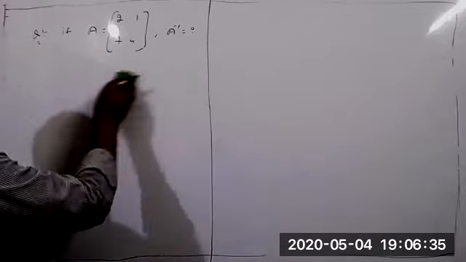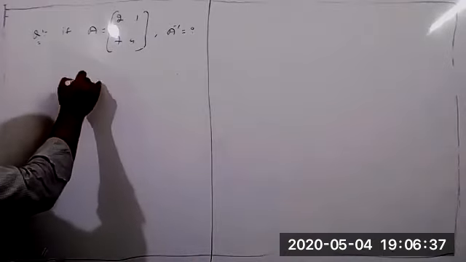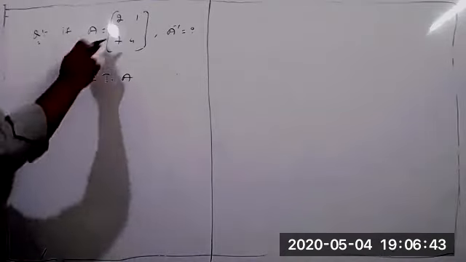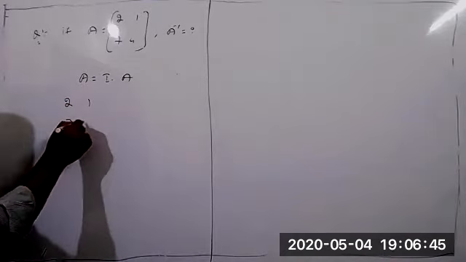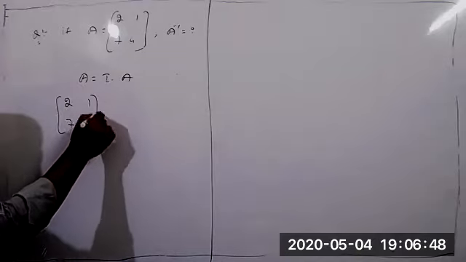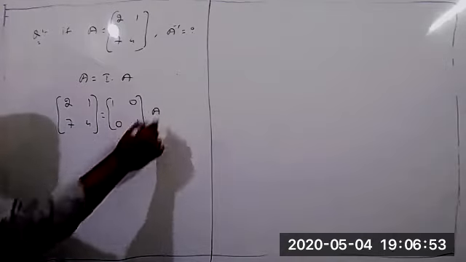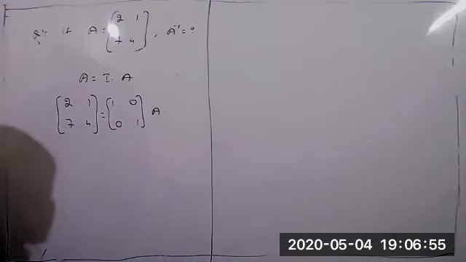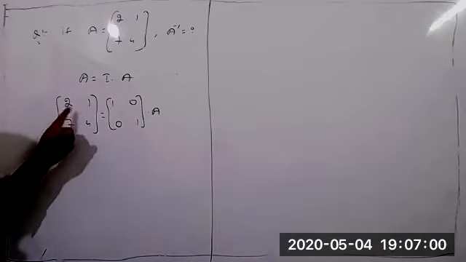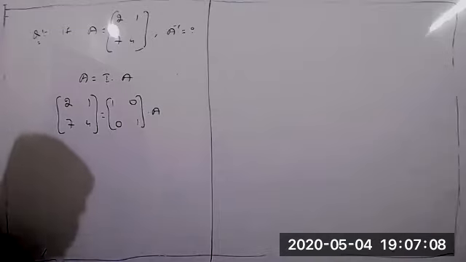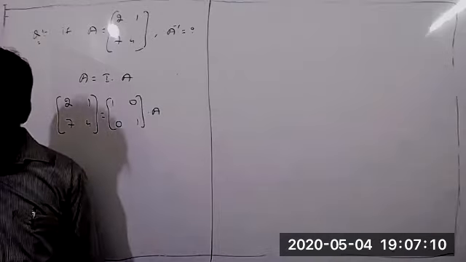So I can write the procedure now. A equal to I into A. The matrix A equal to 2 1 7 4, I equal to 1 0 0 1, into A. Now we require 1 0 0 1. You can apply either the row operation or the column operation, that is your choice. Whatever method you apply, no problem.